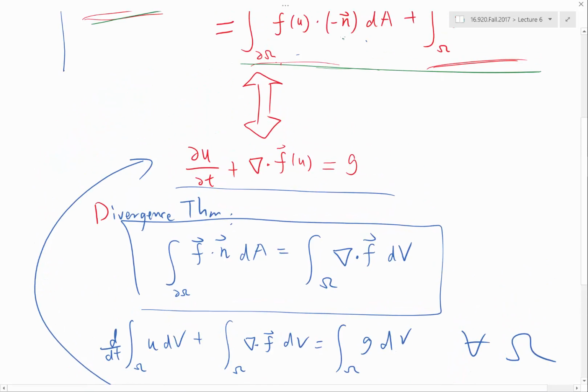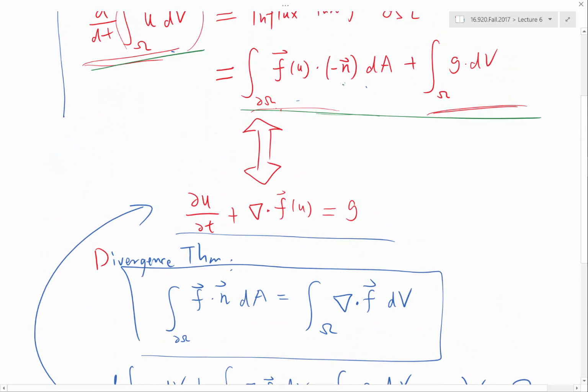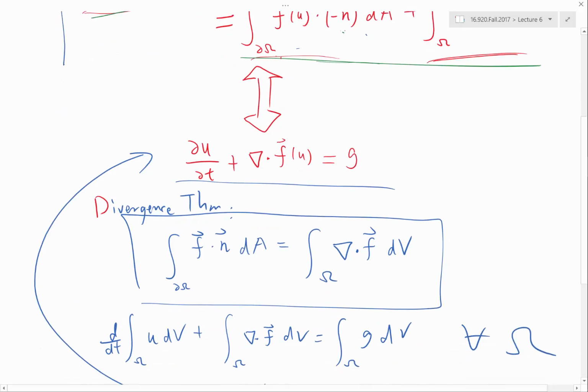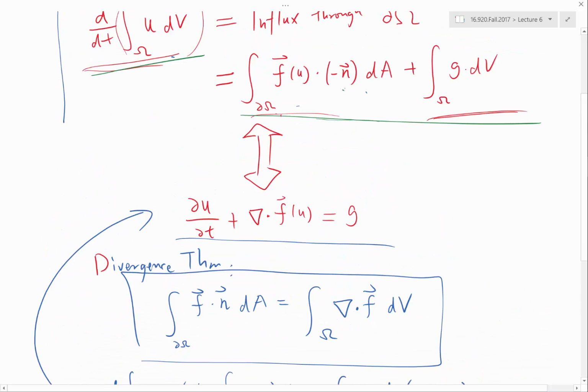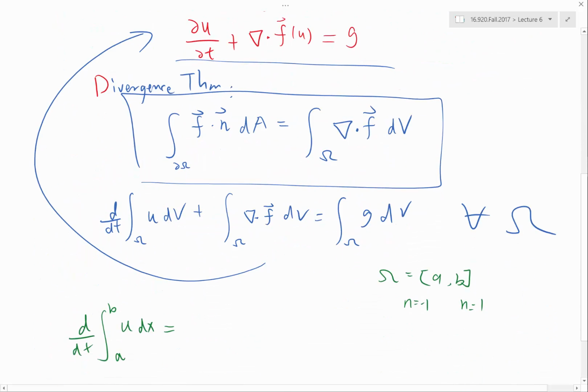So let's just do this integral. This integral becomes just the two numbers added together, right? At B, this is actually negative because I have minus n. At A, it is positive. So let's write the positive term first. It's fu at A minus fu at B, right? That's the boundary integral in 1D. And then plus the integration from A to B of g dx.